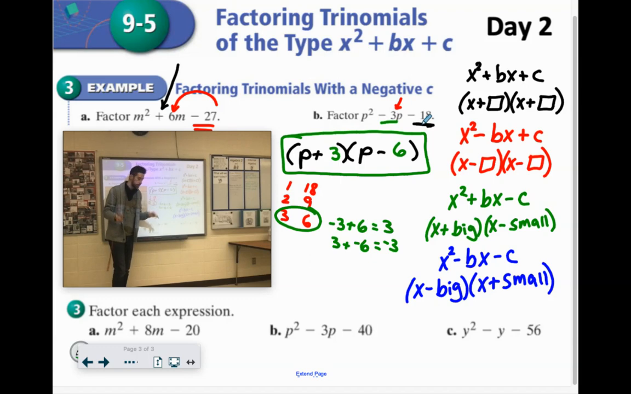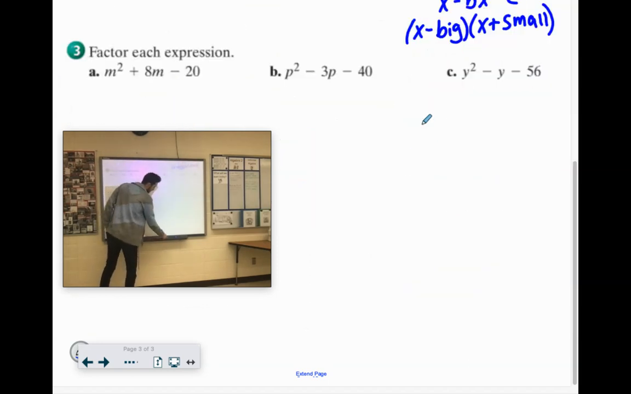Right? Or try to remember old man Planck's little trick of whatever symbol is written first, that gets your larger number. So the 6 is the larger number, so that would go with the minus. So let's try out 3 more of these.